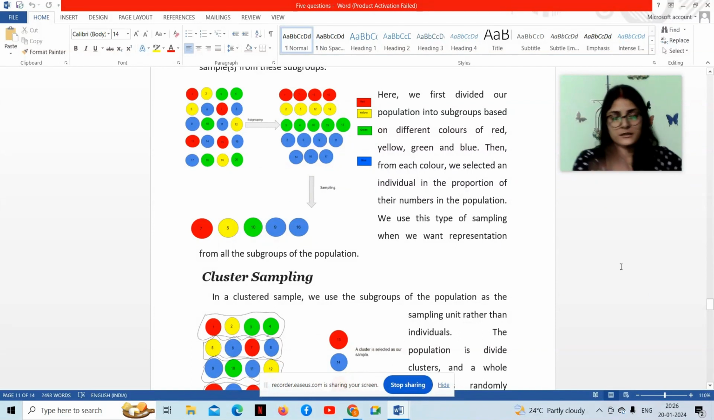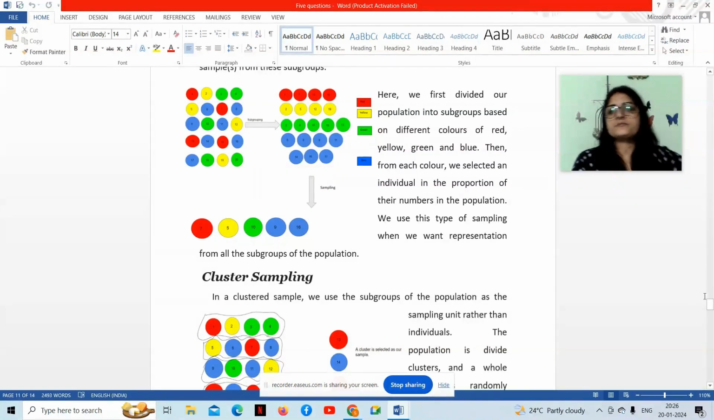Suppose we are dividing based on color. First choosing the red color, so 1, 7, 13, 15. Then the yellow color, 5, 12, 10, sorry 90, then green color, and then blue color. And we are selecting the individual from their number, and we use this type of sampling when we want representation from all the subgroups, right? So we have divided the population on the basis of color: first red, then blue, yellow, then green, and then blue. And now choosing the sample.